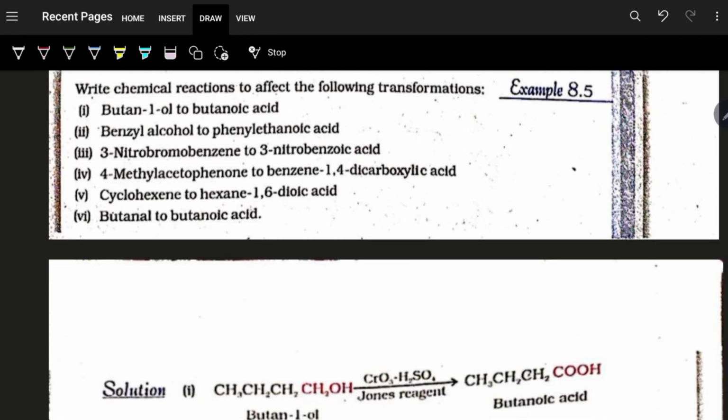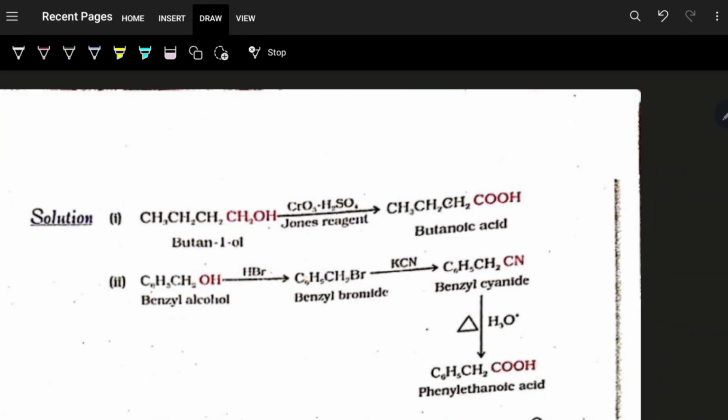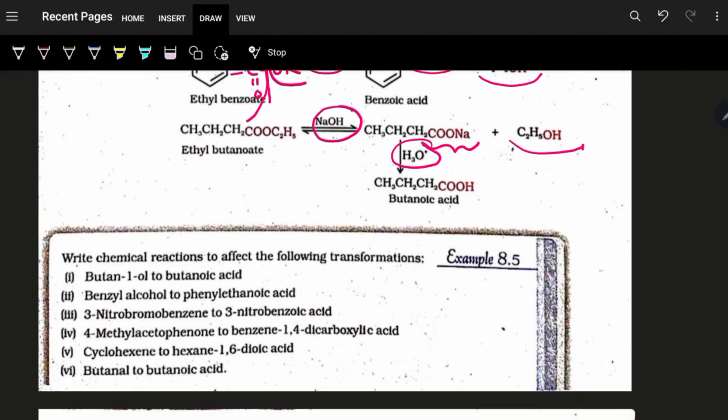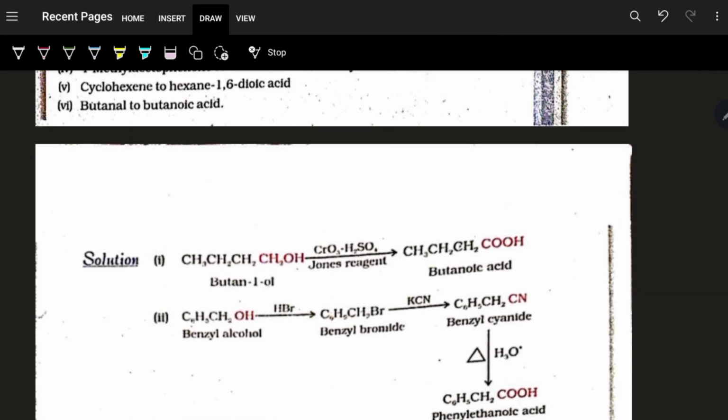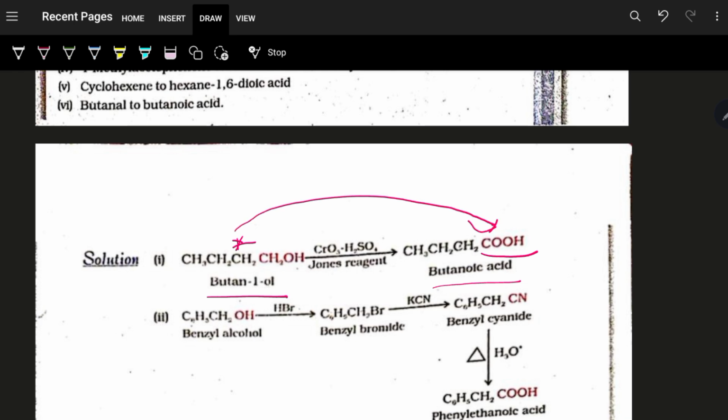Now, example 8.5. Here the solution is given. What is supposed to be done is conversion. How can you convert butan-1-ol to butanoic acid? So a primary alcohol gets converted to butanoic acid. I have many ways to do it. I can give Jones reagent. I can give alkaline KMnO4.